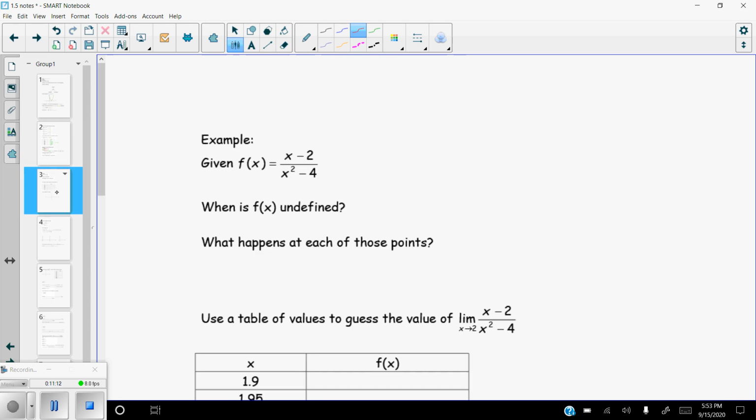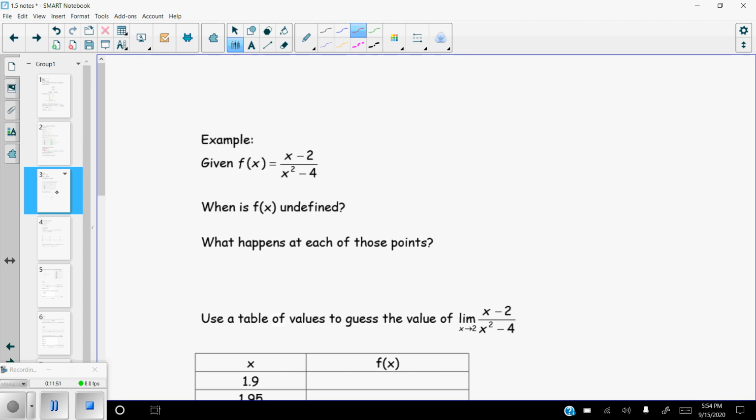All right. So here's another example. f of x equals x minus 2 over x squared minus 4. The first question is, when is f of x undefined? Well, we know that f of x is undefined whenever something makes the denominator 0. No matter what happens, if something makes the whole denominator 0, it becomes an undefined value. We can't divide by 0. The whole world will explode and the universe will implode and all that kind of stuff. So f of x is undefined at whatever values make the denominator 0.